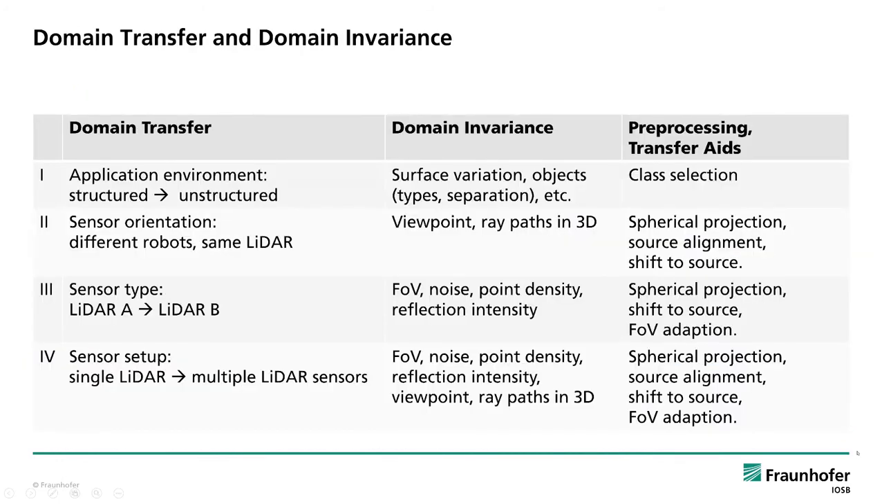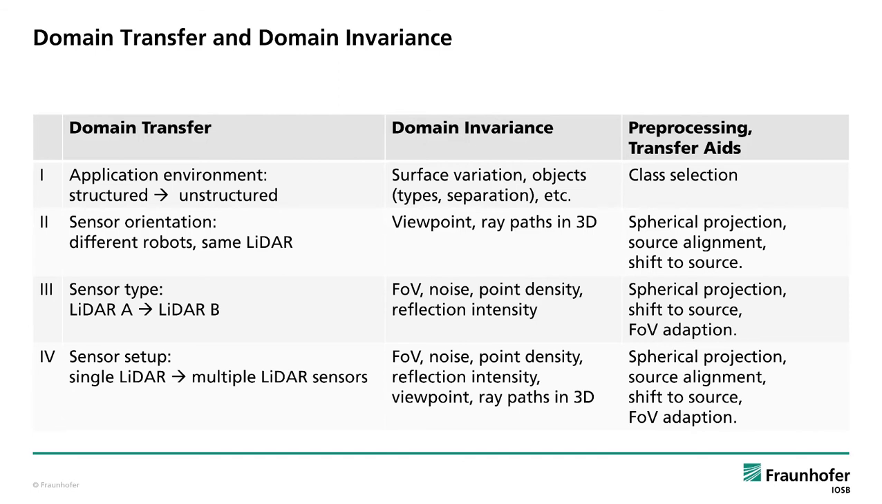And the domain transfers that we analyzed: at first, of course, the one we are here to talk about, the application environment. So how do we get from structured to unstructured environments? What are the things that are different? For example, the surface variation, the types of objects, and the separation between the objects. That's how we define our unstructured environments. And what can help here? Favorable class selection. The first domain transfer is a bit apart from the other three that we analyzed.